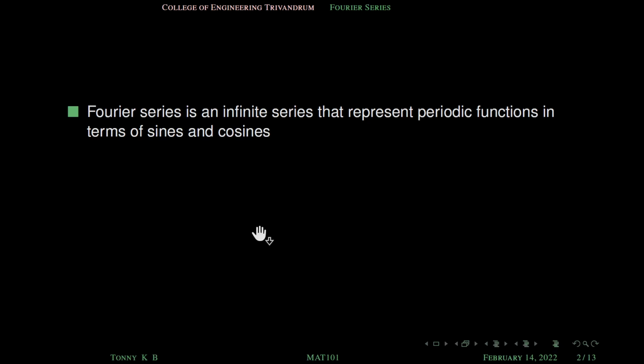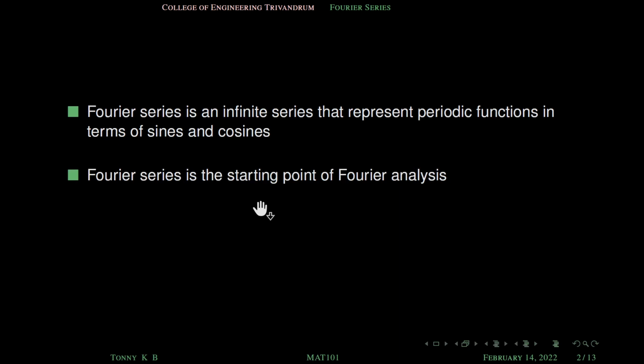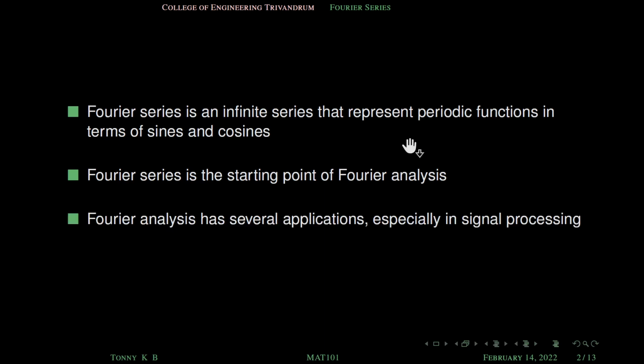Fourier series is an infinite series that represents a periodic function in terms of sines and cosines. The Fourier series is the starting point of Fourier analysis. One extension of Fourier series is the Fourier transform. So Fourier analysis involves Fourier series, Fourier transform, and the discrete version of the Fourier transform, for example, the discrete Fourier transform and fast Fourier transform. This Fourier analysis has several applications, especially in signal processing.